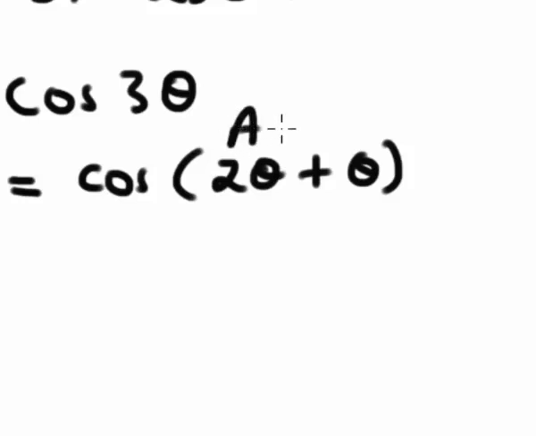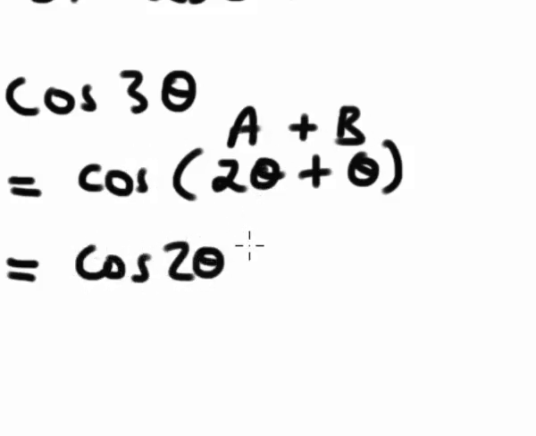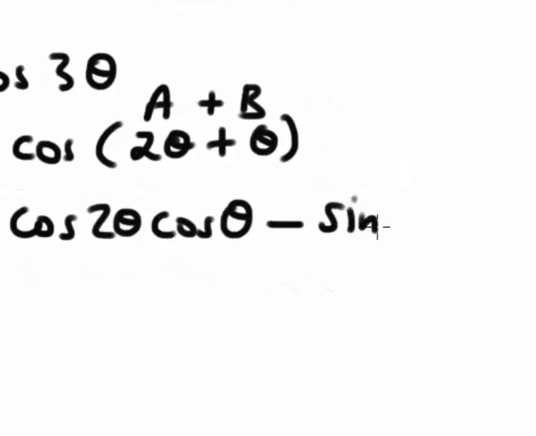Now that's a cos A plus B. If we go to our formula sheet at the top there, cos A plus B is the cos of that A, which is 2 theta, cos of the theta, minus the sine of 2 theta, sine of theta. That is your compound angle formula.